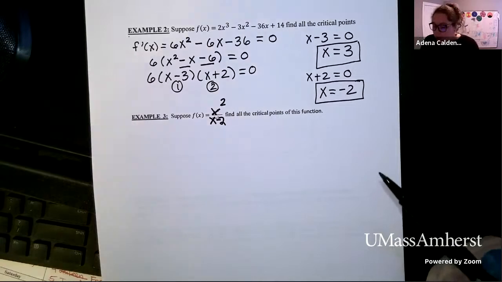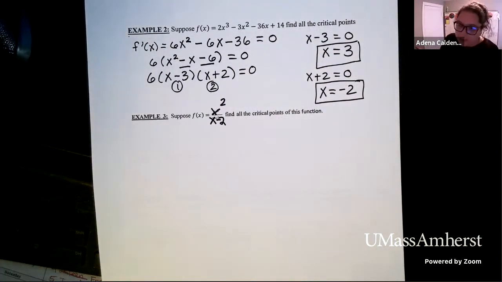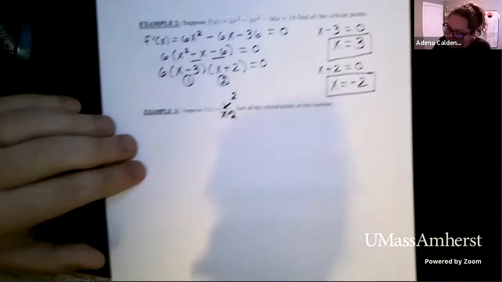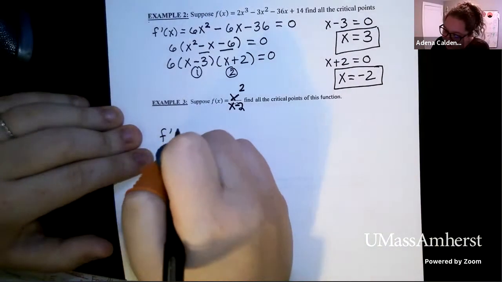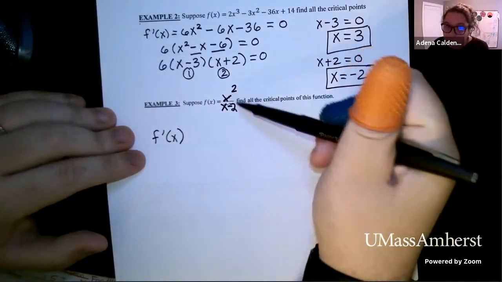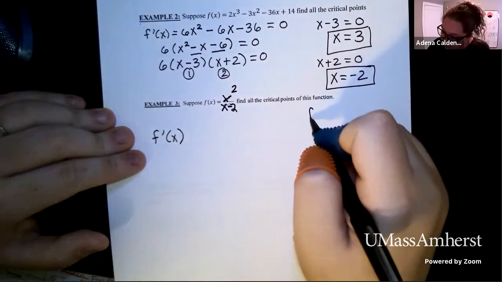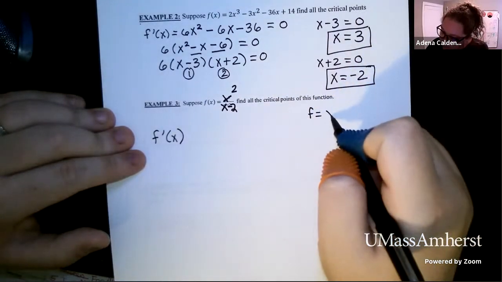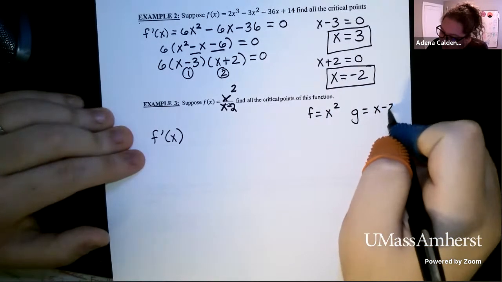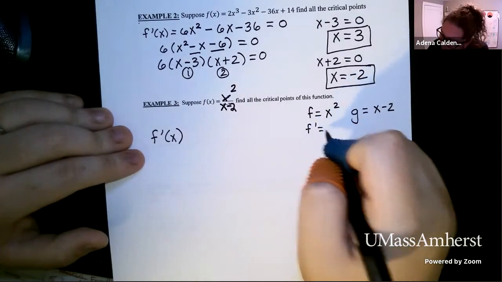Okay. Example 3, we're going to start off and do the same type of process, but obviously we have a different type of function. So to find the critical points, our first step is going to be to find the first derivative. But what I notice here is that I have one function over another function, so I have to do a quotient rule. When I do the quotient rule, my top function is f, and my bottom function is g. I take the derivative of each piece.